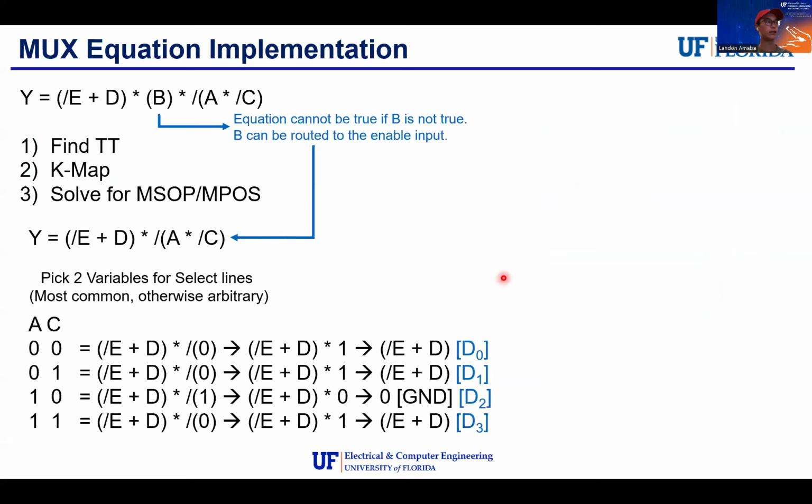Lastly, the thing we'll cover is a MUX implementation. I have an equation right here where one variable shows up each time. You can notice this B is ANDed together right here in the middle. So it basically says the equation can only be true if B is true. So B can be routed to the enable input. Because if B is ever false, this equation will always be false, because anything ANDed with 0 is going to be 0. So you can think about factoring out this B and saving it for an enable, and we get left with not E, D, or C.